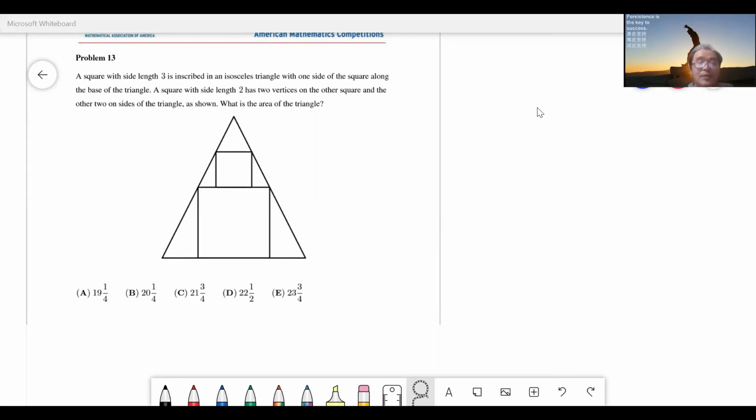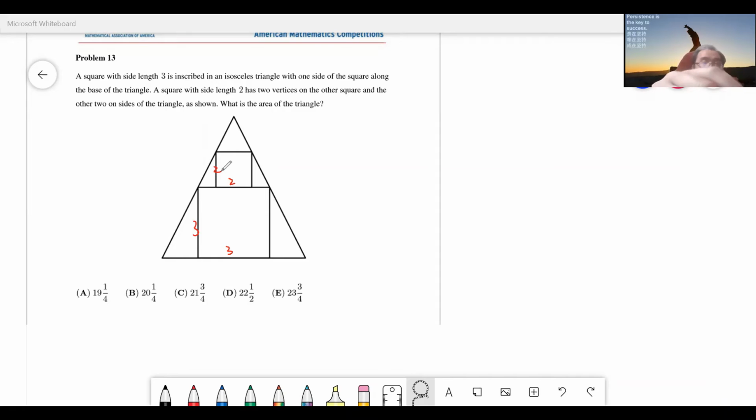Okay, so let's mark this one. So we can see here, this base is 3. So this side is 3. So now, the side of the square is 3. So this square has side 2. This is 2.